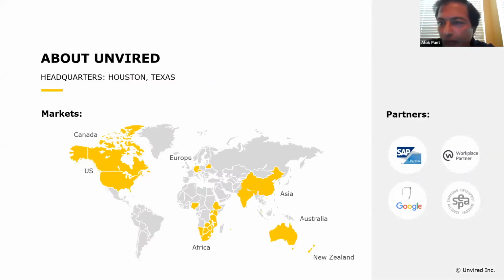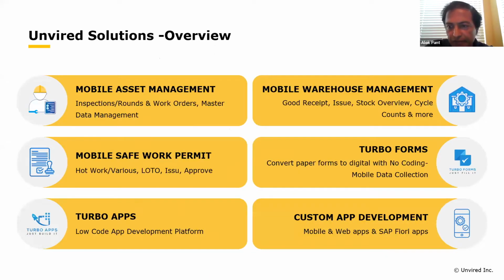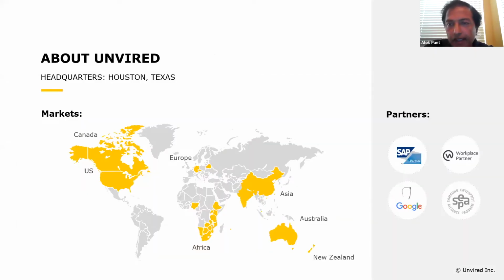And I'm going to take about maybe 1 minute to go over the next 4 or 5 slides, just to give you an overview of Unvired, so the conversation is more contextual. So we are a Houston, Texas headquartered company, and we have customers all over the globe, mostly in US and Canada, North America, but certainly in Europe and other parts of the world as well. We are a certified SAP partner, and a lot of our customers are indeed SAP customers.